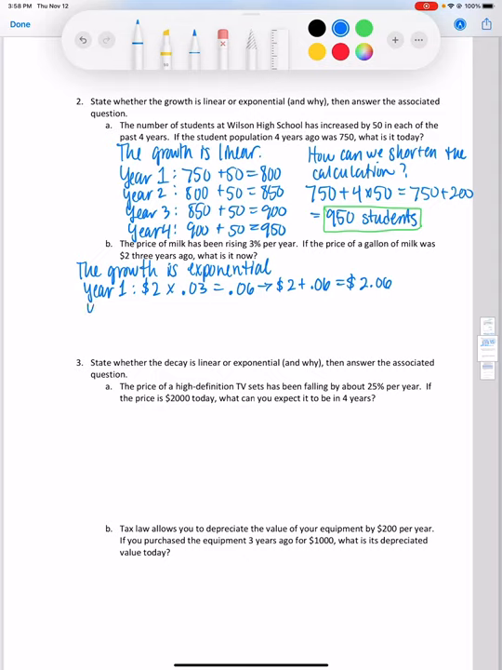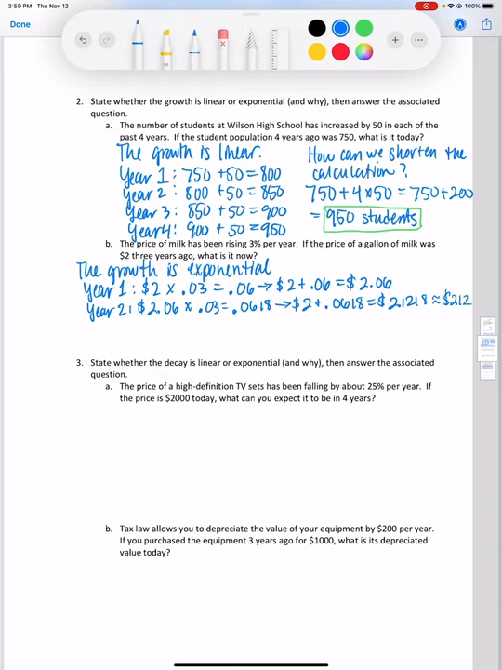Let's start with year 2. We're going to calculate year 2. $2.06 to start. Multiply by 3%, which is 0.03, because it's going to be a 3% increase. That's going to equal 0.0618. So we're going to take that and add it to $2.06, and we get $2.1218, which is about $2.12.